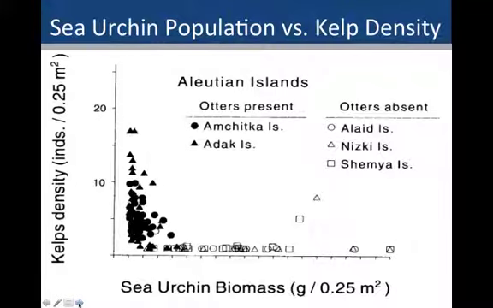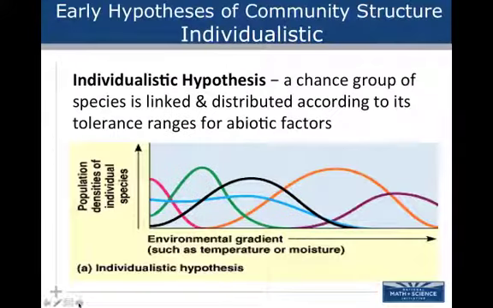But you can see this kelp density remains relatively high as long as the otters are present, but in their absence you start to see an increase in sea urchin biomass and a decrease in the kelp density in a given area.